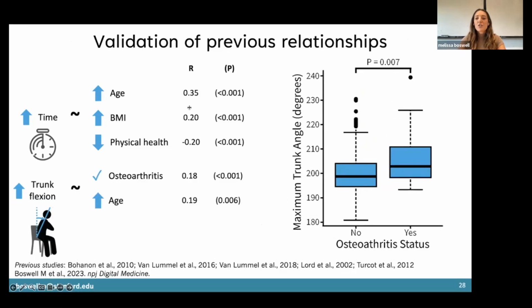Larger maximum trunk flexion when going from sitting to standing was associated with the diagnosis of knee or hip osteoarthritis, and this remains significant even when controlling for age, sex, BMI, and test time. It was also associated with increased age. And this relationship between trunk flexion and osteoarthritis indicates that the kinematics we obtain from video may give additional information about health and functioning or particular diseases than just timing alone.